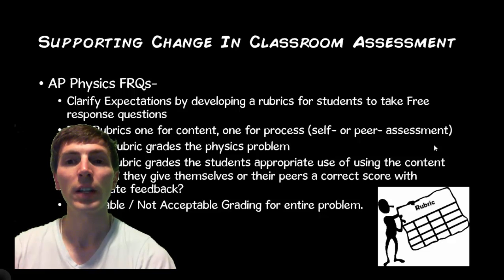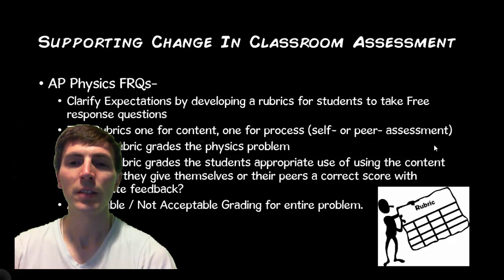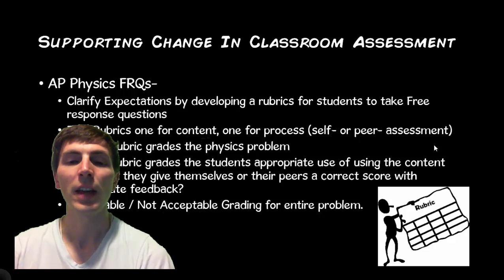This process rubric, which I want to develop, could be used by students to self-evaluate, or it could be used by students to peer evaluate. The content rubric they're going to use to grade the physics problem, how they did, but the process rubric is going to grade the students on using the content rubric and looking at the big ideas.